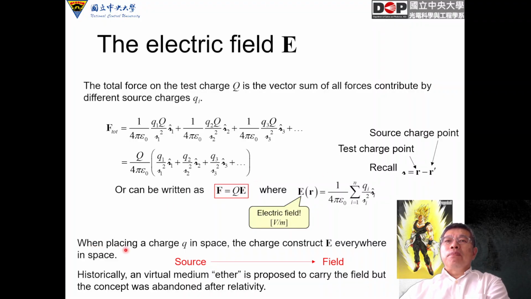When placing a charge Q in space, the charge constructs an electric field everywhere in space. So the source generates a field that is set up throughout the entire space, just like in the animation. Historically, a virtual medium called ether was proposed to carry the field, but the concept was abandoned after the development of relativity by Einstein. It's just some historic stuff.